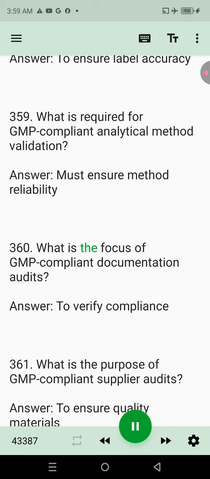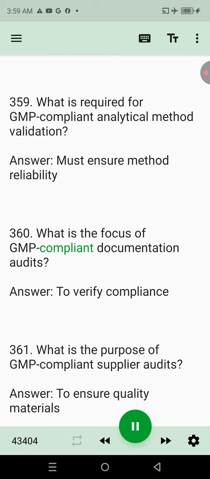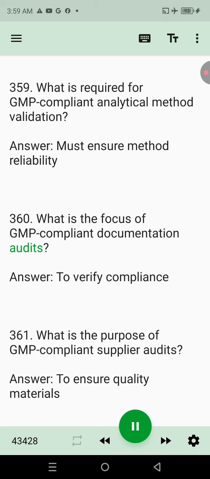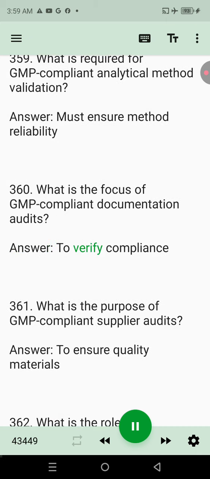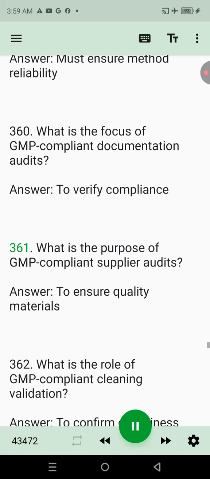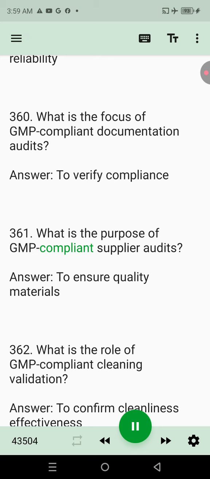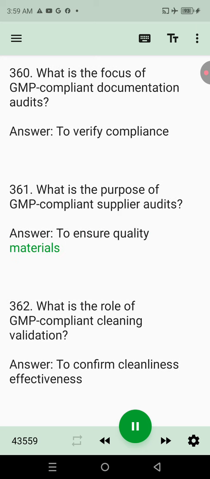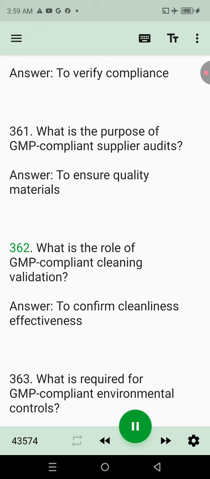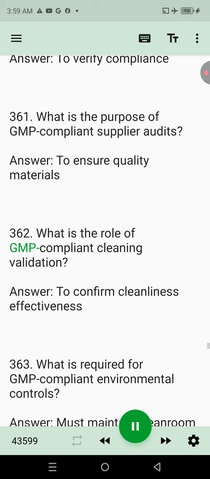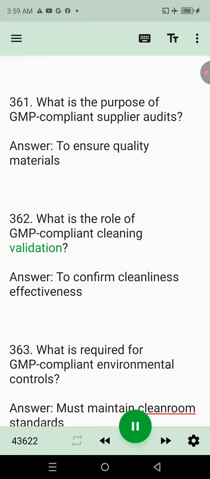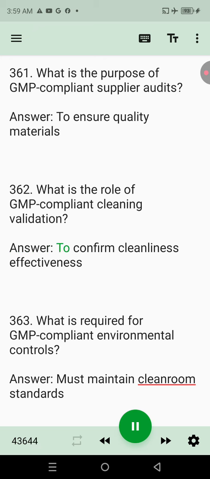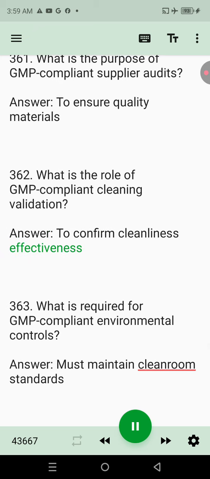360. What is the focus of GMP-compliant documentation audits? Answer: to verify compliance. 361. What is the purpose of GMP-compliant supplier audits? Answer: to ensure quality materials. 362. What is the role of GMP-compliant cleaning validation? Answer: to confirm cleanliness effectiveness.